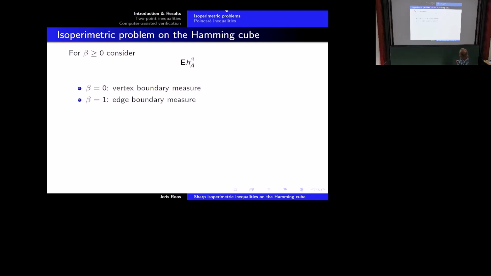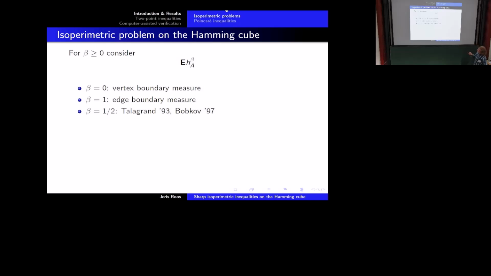So before we talk more about how to sharpen this inequality, I want to take a step back and make it a little bit more general. So we have been talking about these quantities, expectation of HA to the beta for different beta. So to convince you of that, let's plug in beta equals 0, we get the vertex boundary measure. So HA is 0 if x is not a boundary point. And if we plug in beta equals 1, we get exactly the total count of edges. And if we plug in beta equals 1/2, we get this funny inequality of Bobkov that we saw.